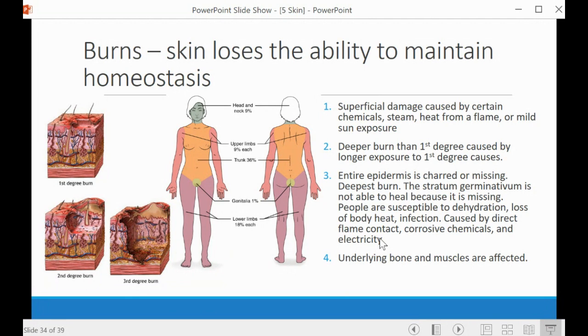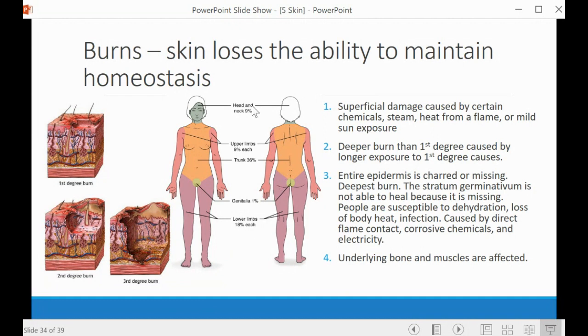The third degree burn means that the entire epidermis can be charred or missing. This is the deepest burn. The stratum germinativum or the stratum basale is not able to heal because it's missing or damaged. People are susceptible to dehydration, loss of body heat, infection, and it can be caused by direct flame contact, corrosive chemicals, and electricity. And fourth degree is actually when the underlying bone and muscles are also affected.